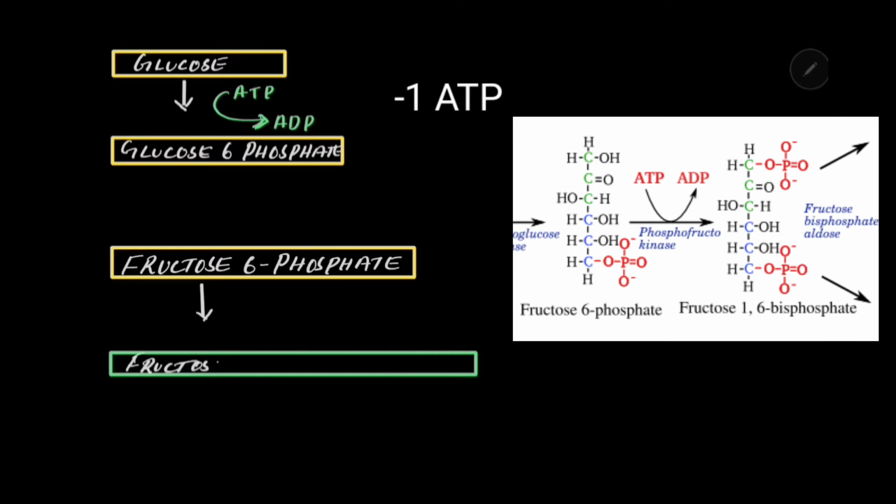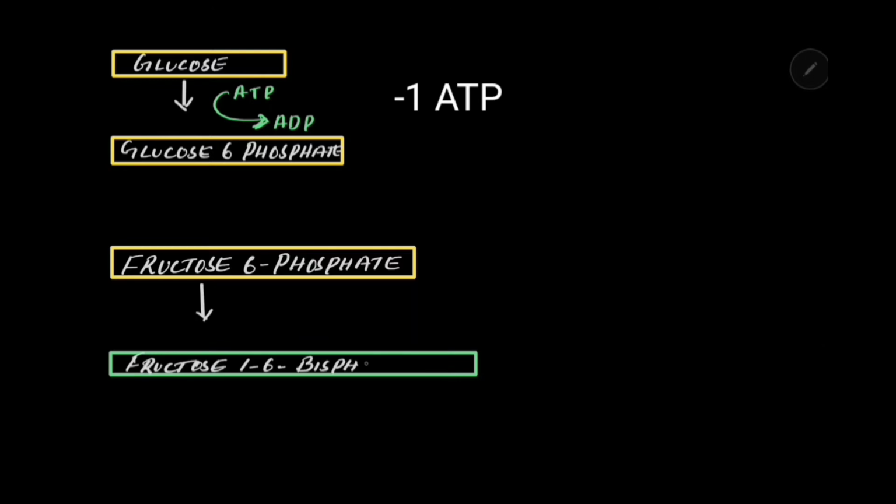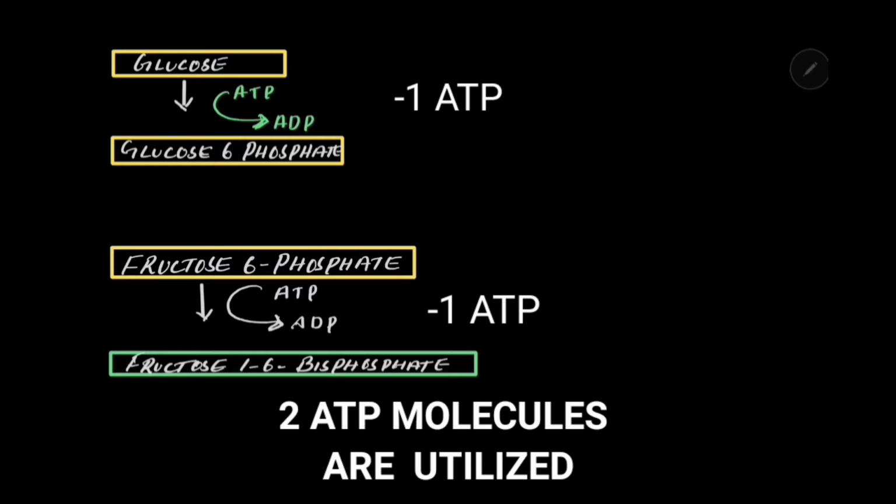Phosphofructokinase phosphorylates fructose 6-phosphate at carbon number 1 to form fructose 1,6-bisphosphate. Again, one molecule of ATP is utilized during this process. That means during the energy investment phase, in total, two molecules of ATP are utilized.